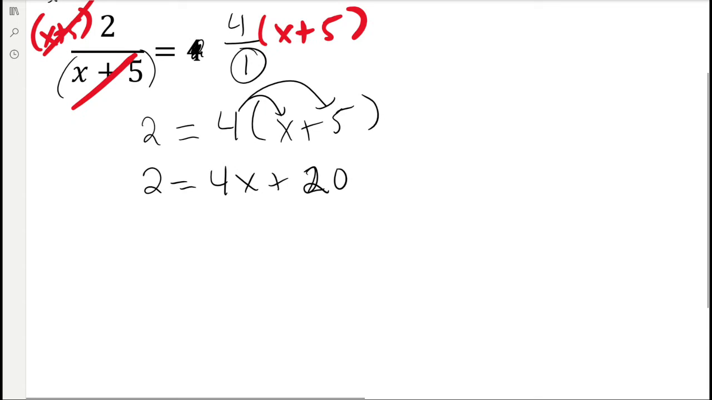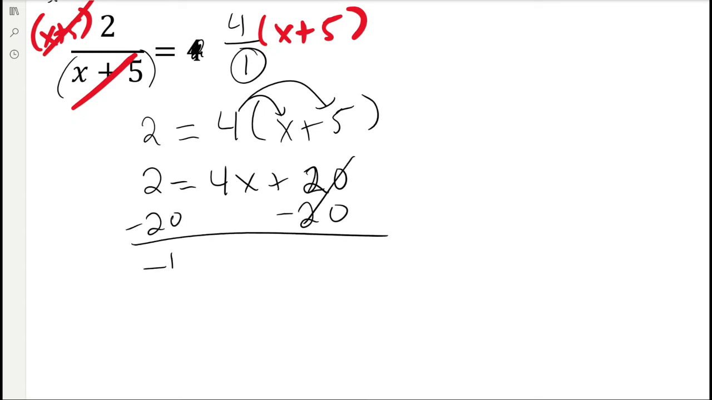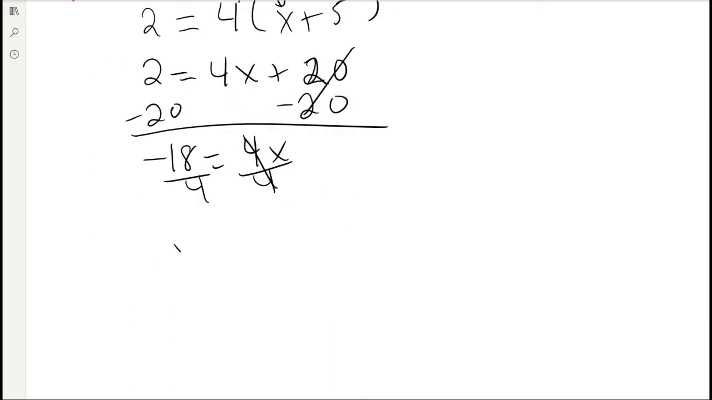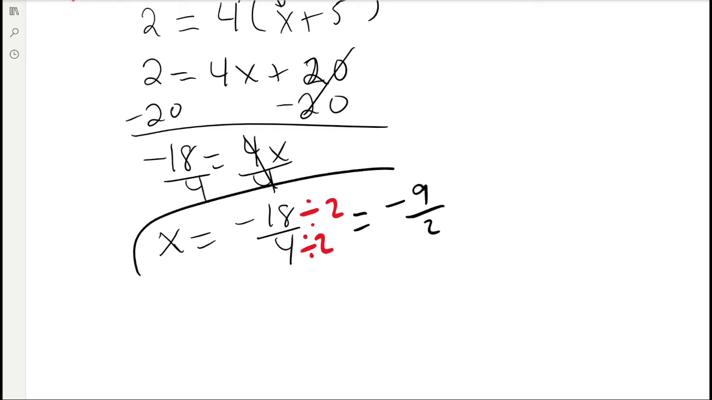And then we're going to solve. So we have minus 20 on both sides. So negative 18 equals 4x. We're going to divide by 4 on both sides to get our final solution. X equals negative 18 over 4. Make sure to reduce your fraction. So this can be divided by 2 in order to simplify. So it'll be negative 9 over 2 is our final solution.